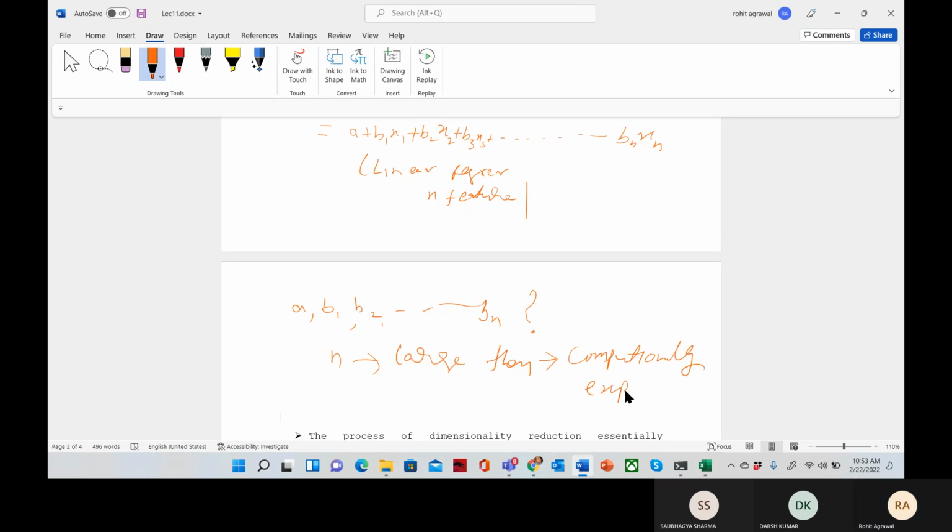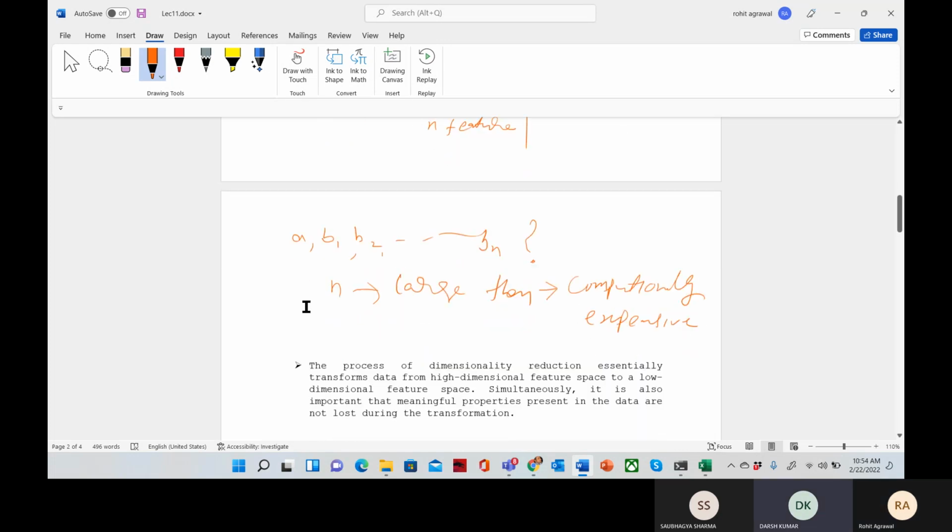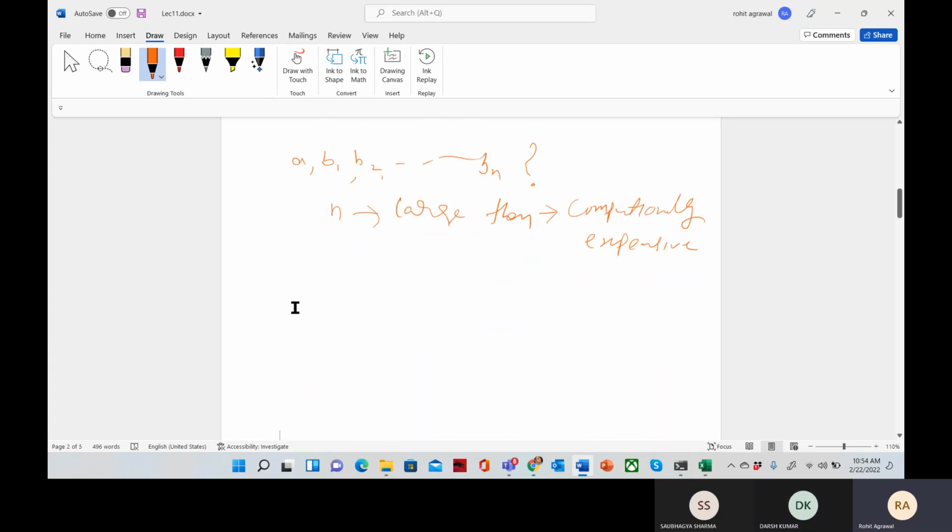Expensive, am I right? Yes or no? Yes, sir. What we can do, we can reduce the dimension of this. Reduce dimension, and instead of this we will do this: A plus B1 x1 plus B2 x2 up to BP xp, where P is less than n. Obviously, P is less than n.